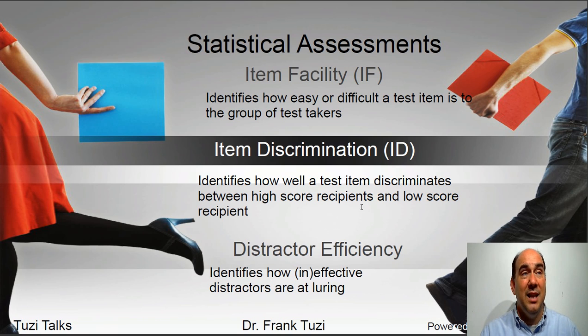In other words, let's just say we've got 20 people who took the test. 10 of them got it right, 10 of them got it wrong. Okay, so item facility-wise, that's pretty good. I've got a somewhat balance here. When I go and look at the item discrimination, I notice that all of my good students got the answer right, and all of my weaker students didn't get the answer right.